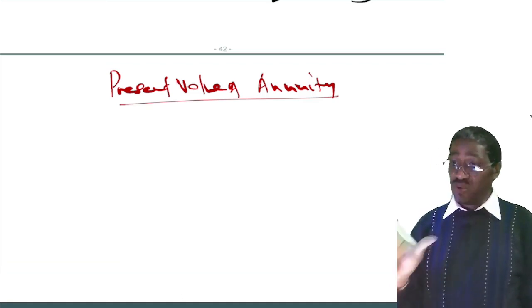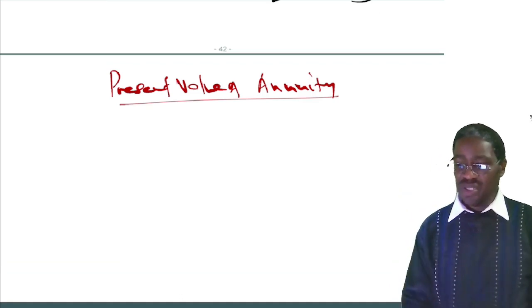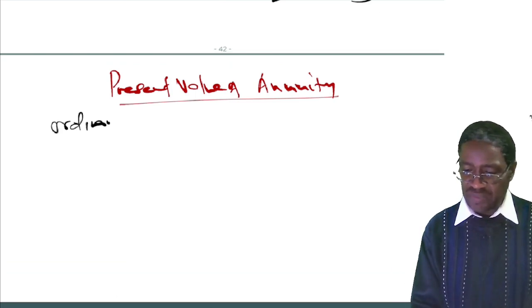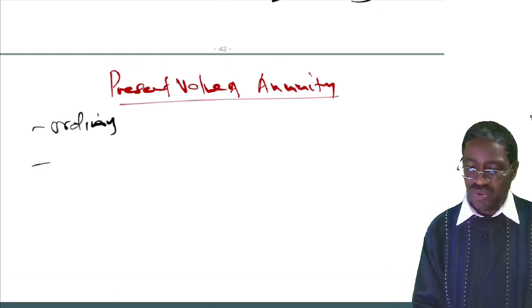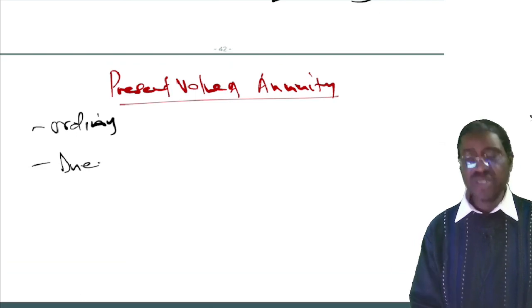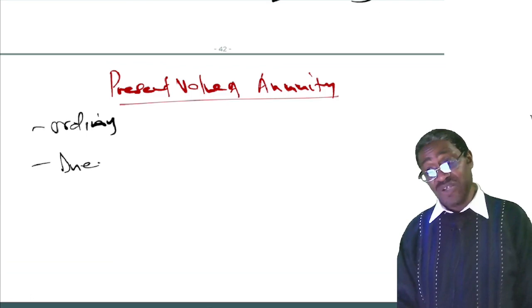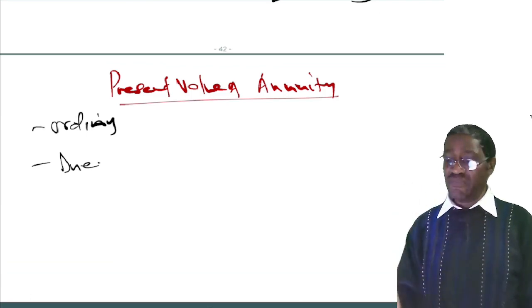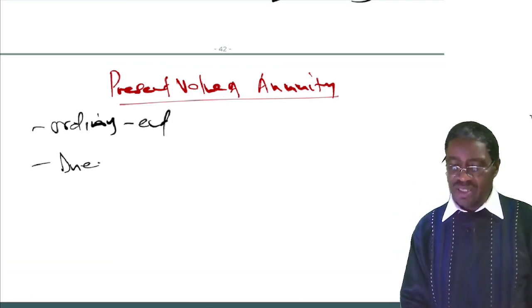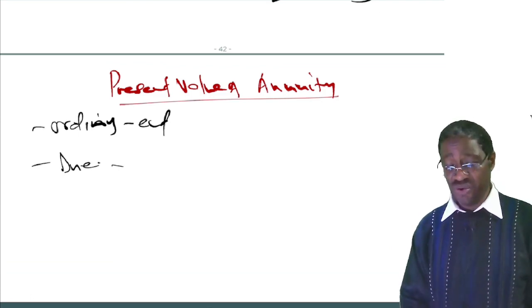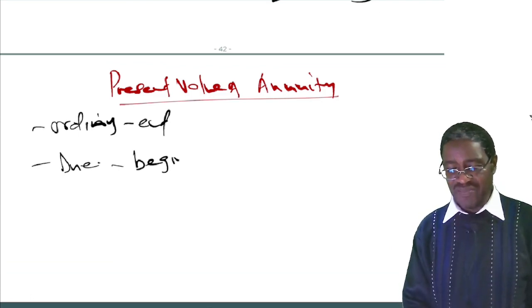Again, there are two types of annuities. There is one we are again calling ordinary annuity. And two, there is that which we are calling annuities due. Ordinary annuities are those annuities that come again at the end, while annuities due are those which come at the beginning.